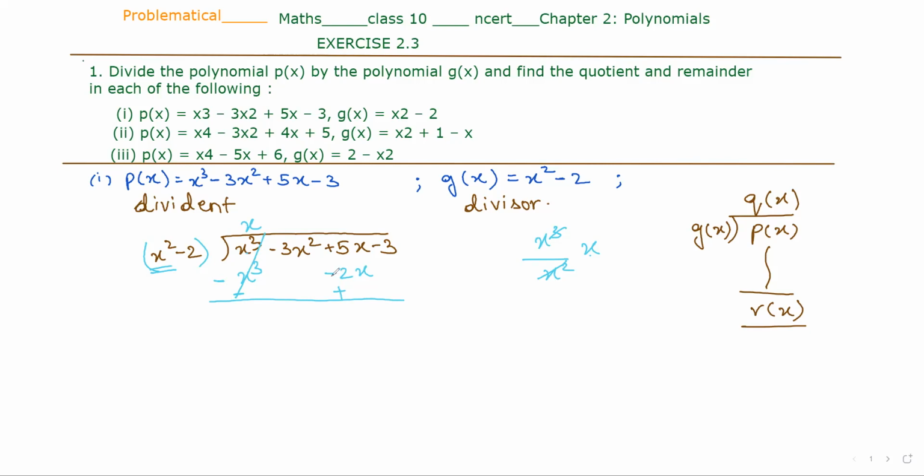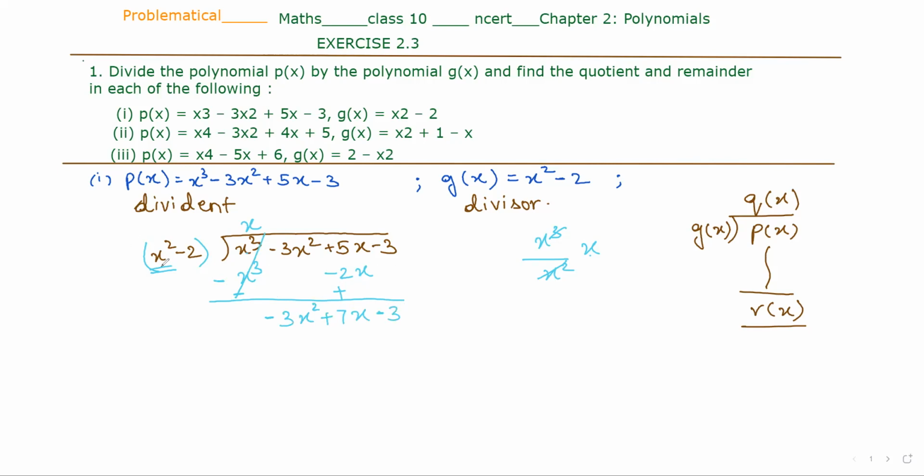Minus 2x is a negative term. This negative term converted into positive. So 5x plus 2x becomes 7x. The rest of the terms have to be copied down as it is, again in the decreasing order of their powers.